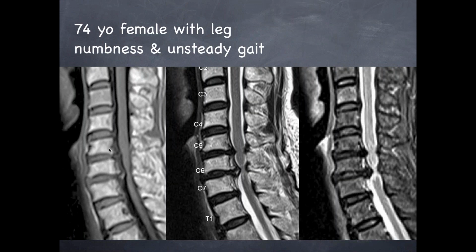Thomas, what do you think of this patient? 74-year-old female with leg numbness and unsteady gait. So there's a C5-C6 disc protrusion, and it's causing severe stenosis at C6-C7. The cord is compressed, and there's signal change in the cord.